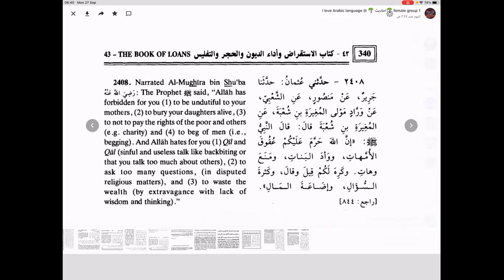Bury your daughters. It used to be shameful to have daughters in Jahiliyyah at times. Yes. And they would bury them alive. How did the people of England used to treat girls and women at that time? Do you know any history? That's a long time ago, wasn't it? Middle Ages in the UK. Did you not study any history about it?